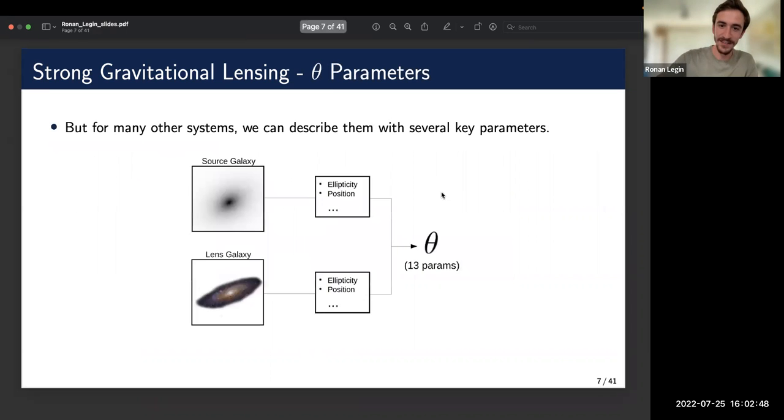But in many other cases, where both the source and the main lens galaxy are simple, regular galaxies, you could model them with parametric models using several key parameters. And so the task of analyzing strong lenses in this scenario boils down to predicting these parameters.